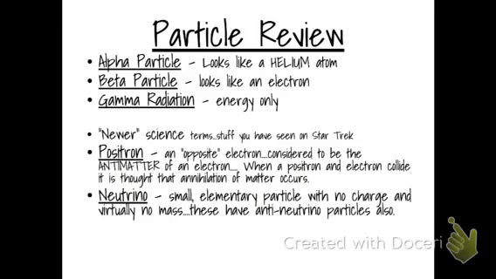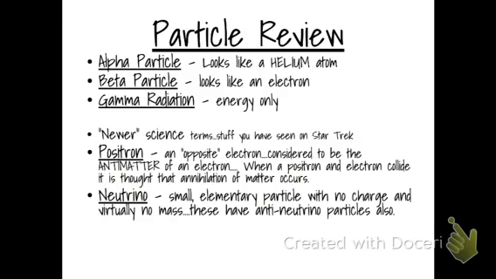Alright. Particle review. You've got alpha, beta, and gamma. Alpha looks like a helium, beta looks like an electron, and gamma is energy only. Now, there's some newer science stuff, and if you're a science fiction geek like I am, these are two terms that showed up in Star Trek a long time ago. But the terms positron and neutrino, those are real.